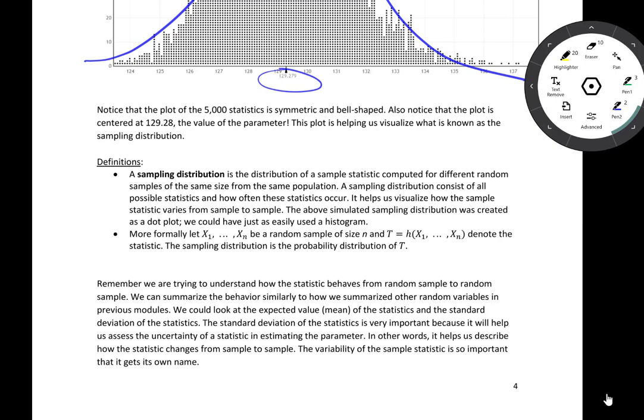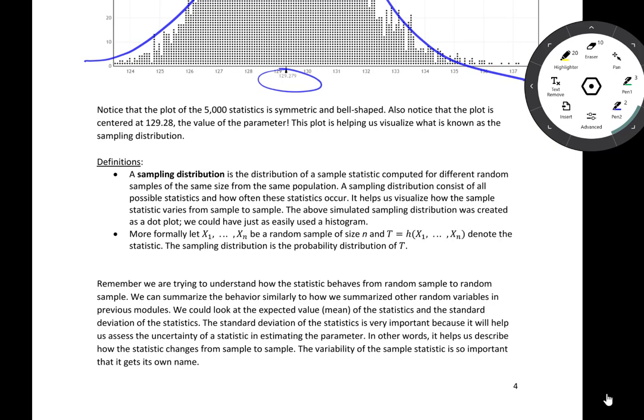So what we have above is a simulated sampling distribution. We could have easily visualized it as a histogram as well. More formally, we could say that if we let x1 through xn be a random sample of size n, and we define t to be some function of that sample, the sampling distribution is the probability distribution of that function. Notice that a statistic is really a function of our random sample, and it might have some constants in there.